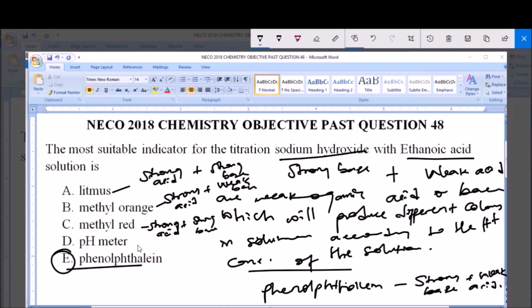So the answer to this question, like I said, is option E, phenolphthalein, which is used for a strong base and a weak acid. And like you know, sodium hydroxide is a strong base and ethanoic acid is a weak acid. So the answer is E, phenolphthalein.